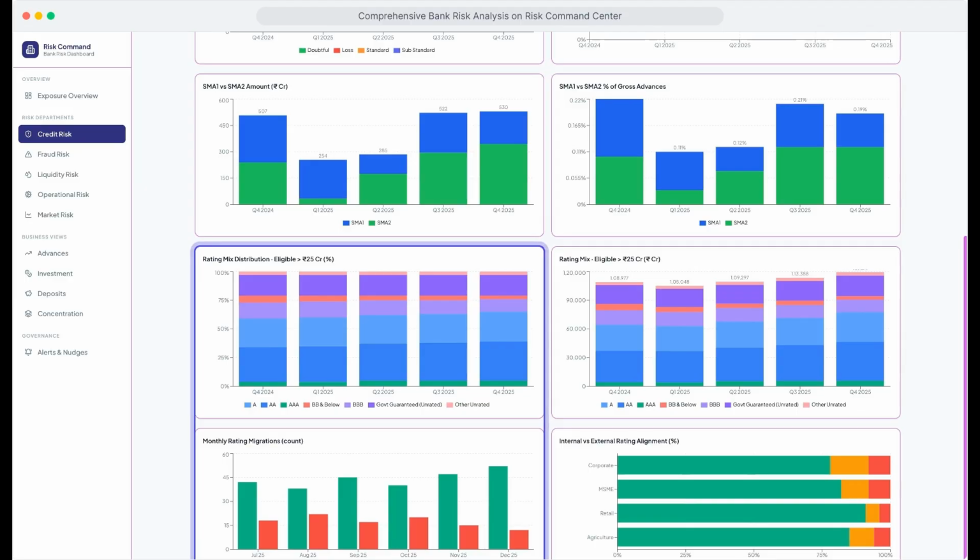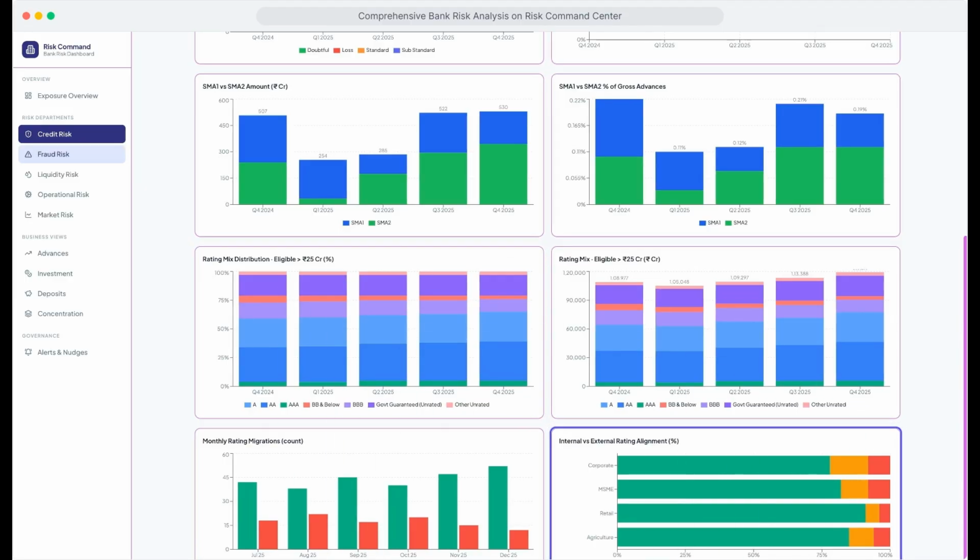The internal versus external rating alignment view helps identify where the bank's internal risk view differs from external ratings. This is useful for governance because major rating divergence may require review, especially if a borrower looks stronger internally but weaker externally, or vice versa.